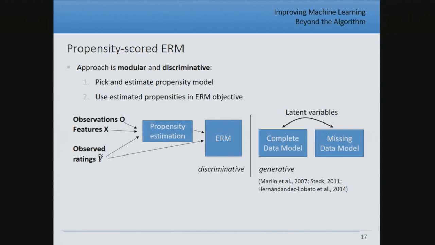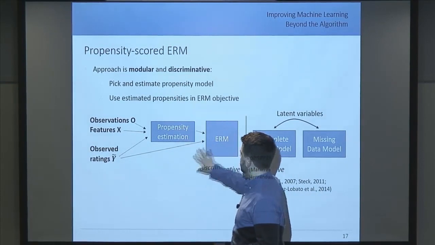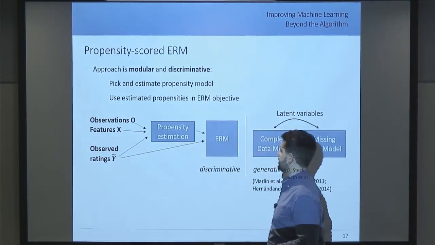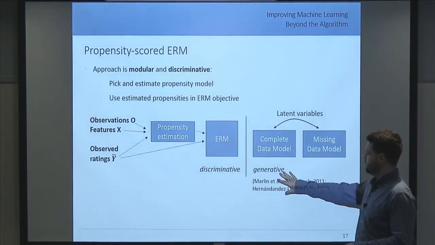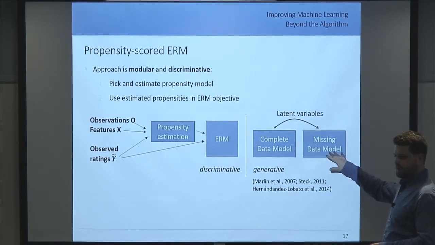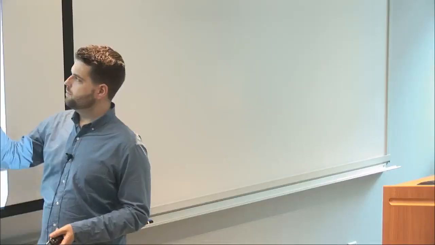Just to make this framework a little bit more clear, it's very modular in that first you pick and estimate a propensity model, and then in the second step you use your ERM objective together with the estimated propensities. This is different from a generative approach, where you often reason about how the data is missing, and then you have a model that explains how all the data comes about. Those two are coupled together via latent variables, and that makes it a little bit more sophisticated, but we'll also compare against them later.